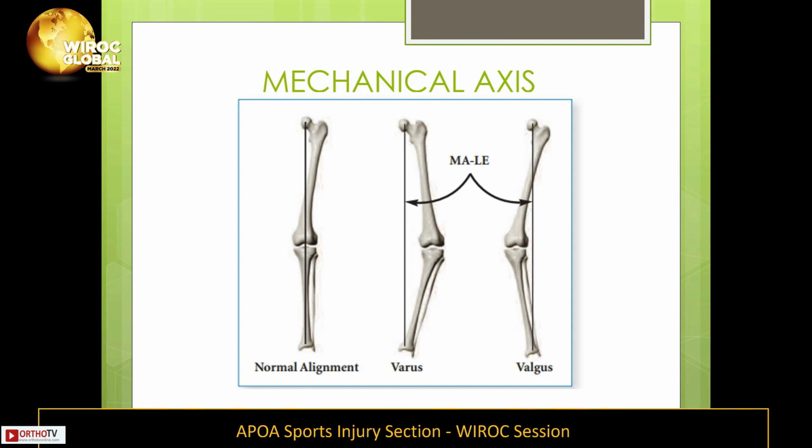Whenever this line passes through the medial aspect of the joint, this is known as varus malalignment, and when it passes through the lateral aspect of the joint, it is known as valgus malalignment. So the mechanical axis of the lower extremity is a very important structure, a very important landmark that decides our future outcome with respect to load sharing and load bearing of the knee.